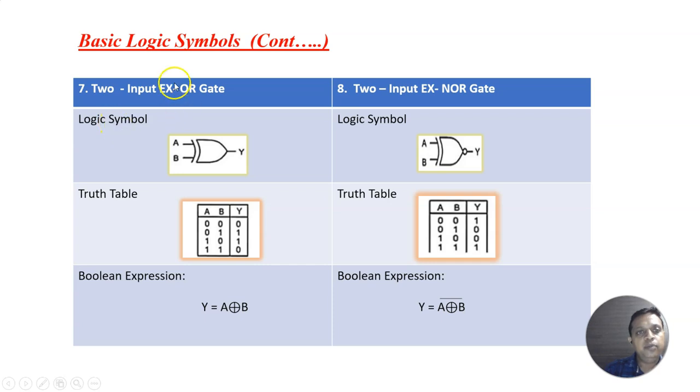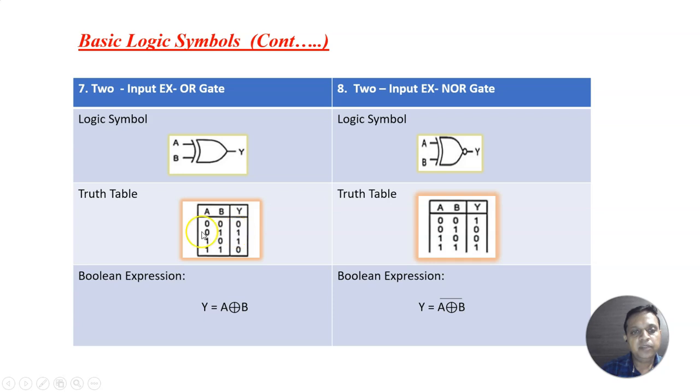Now, lastly, two input XOR gate and two input EX-NOR gate. So what is the difference between an OR gate and XOR gate? You just have this extra component, this extra curve. It is again two inputs and one output. So what will be the Boolean expression? Y equal to A XOR B. Here we have drawn a plus symbol with a round symbol, which indicates A XOR B.